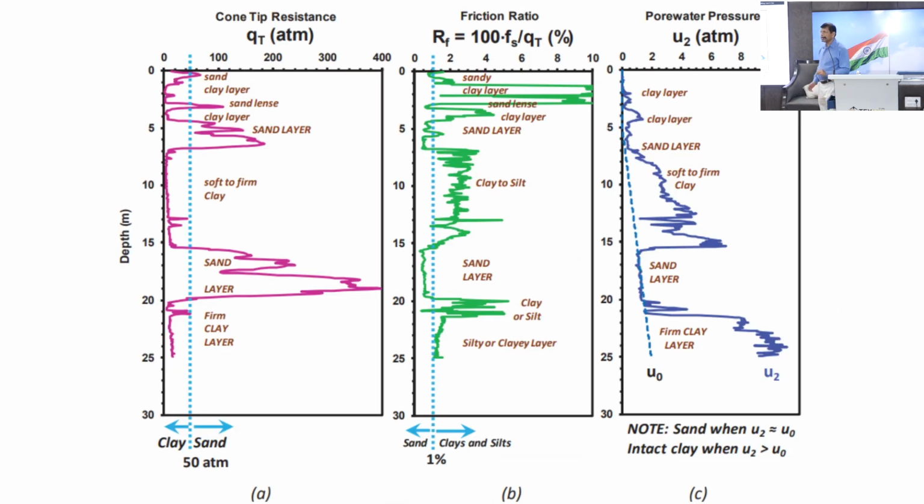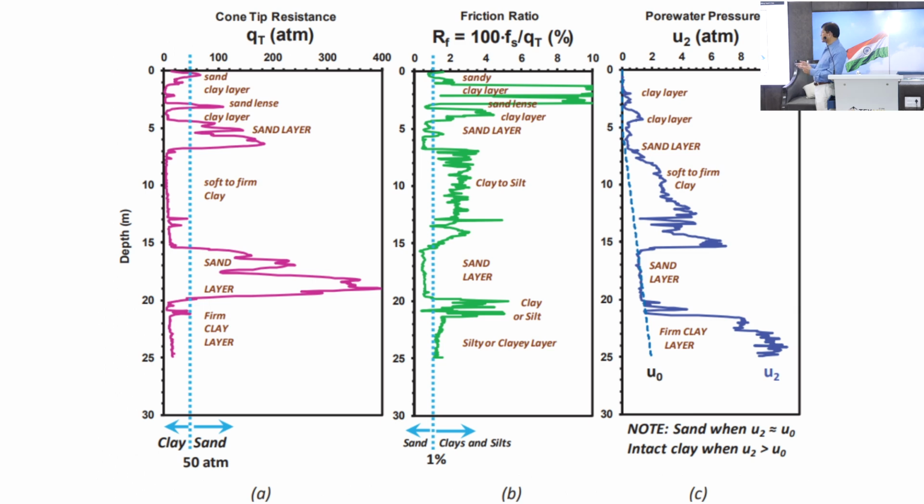This is an example again, and we have three important parameters we are getting from the CPT. The first parameter is the cone tip resistance, QT. The second parameter is the friction ratio. Along with the QT, we also get a sleeve friction, so the ratio of sleeve friction to QT is the friction ratio. Friction ratio is also important. And then the pore pressure.